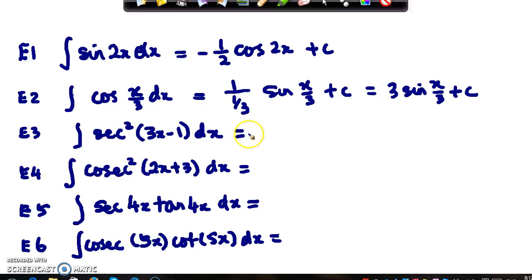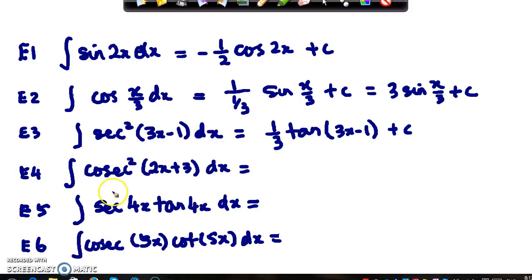Similarly for the second one, secant square. Integrate secant square, we start by differentiating the angle. Differentiate 3x minus 1 will give us 3, so therefore the answer should be 1 over 3. Integrate secant square will be tangent, and remember the angle doesn't change, it's still 3x minus 1 in this case, and then plus c.